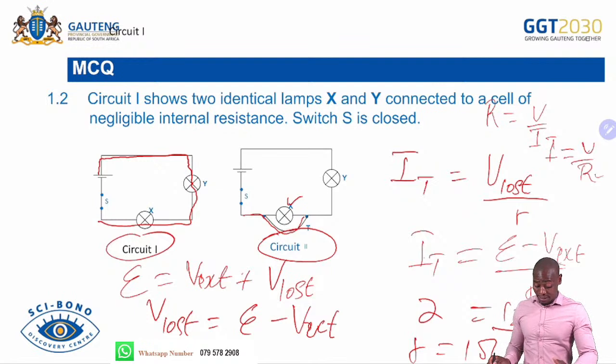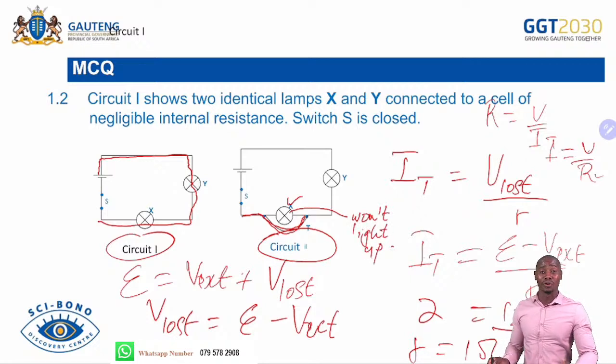Resistance, or with zero what? Resistance. So there will be no current that will pass through X, right? So if there's no current, this one won't light up, because obviously there will be no current that will pass through it.